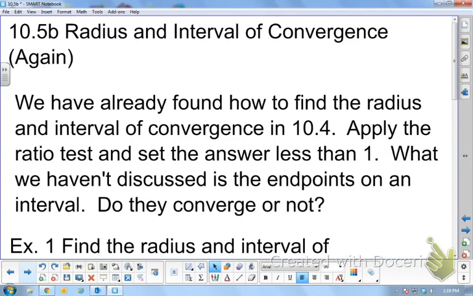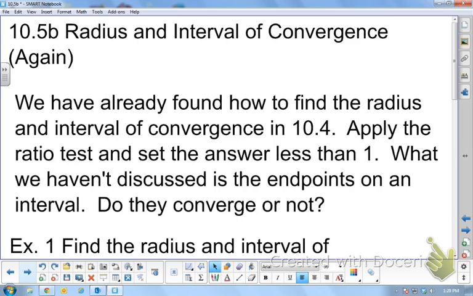So we are talking about radius and interval of convergence again. You don't necessarily have to write that whole paragraph, but maybe you want to summarize it. So we've already found out how to find the radius and interval of convergence in 10.4. We've done that before. We apply the ratio test, set the answer less than 1. What we haven't discussed yet is what's going to happen at the endpoints on an interval.